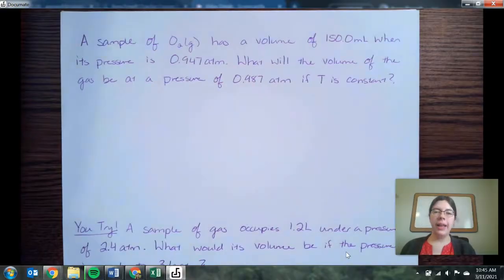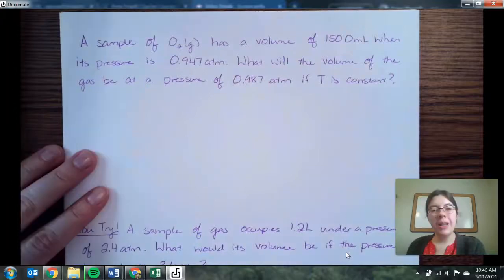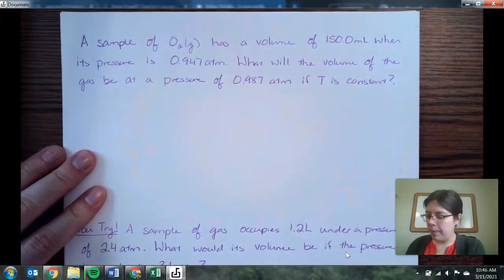So a sample of oxygen gas has a volume of 150.0 milliliters when its pressure is 0.947 atmospheres. What will the volume of the gas be at a pressure of 0.987 atmospheres if temperature is constant? So if we think about this, the pressure is increasing. So Boyle's law tells us that the volume should be a little bit smaller. So let's go ahead and work through this problem.